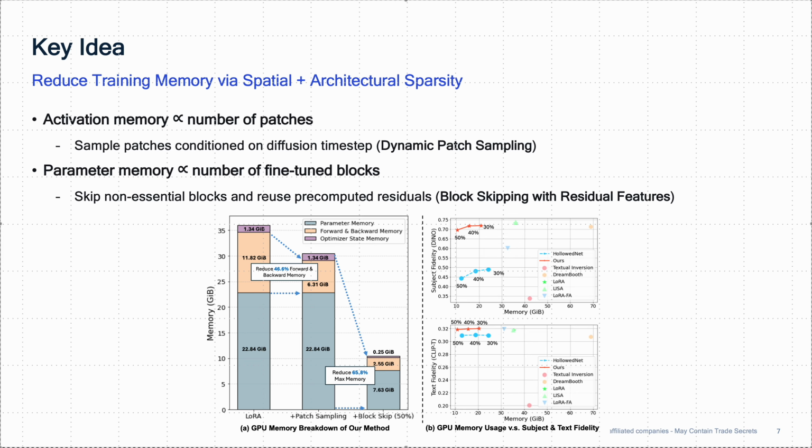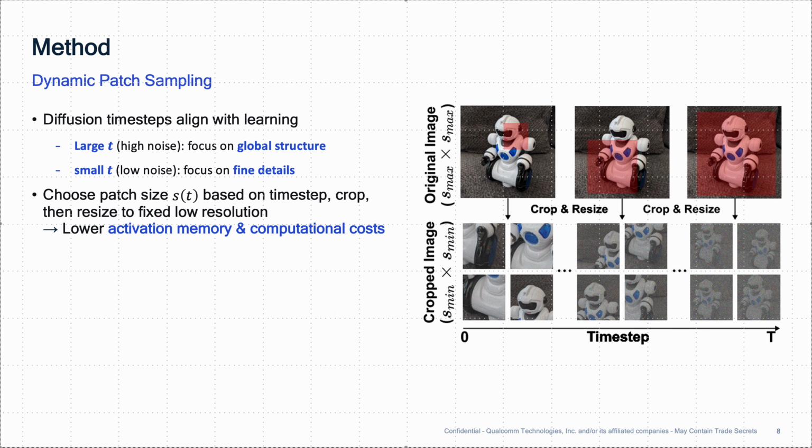Our key idea is to reduce training memory via two orthogonal forms of sparsity, spatial and architecture. First, activation memory is proportional to the number of patches, so we reduce it by sampling patches conditioned on the diffusion time step. This is dynamic patch sampling. Second, parameter memory is proportional to the number of fine-tuned blocks, so we skip non-essential blocks and reuse pre-computed residuals. This is block skipping with residual features.